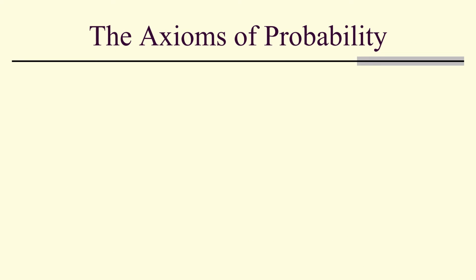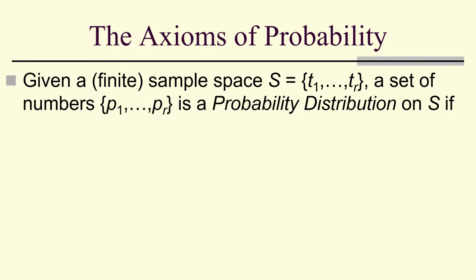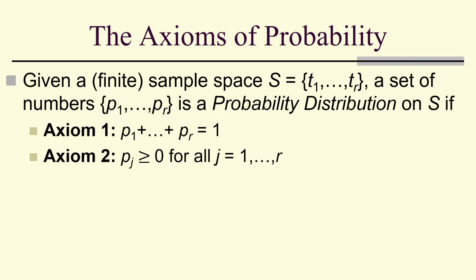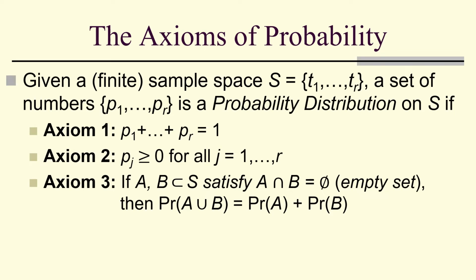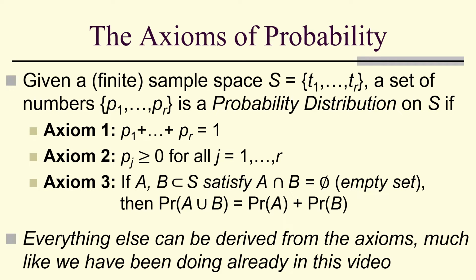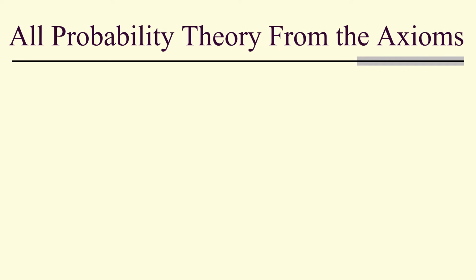So here are the axioms of probability. Given a finite sample space S, a set of numbers P1 to PR is a probability distribution on S if their sum is 1, the P sub j's are non-negative, and for any two subsets whose intersection is empty, in other words, they're disjoint, the probability of the union of those sets is the sum of the probabilities respectively. Everything else can be derived from the axioms, much like we've been doing in this video already. In fact, all probability theory comes from the axioms.